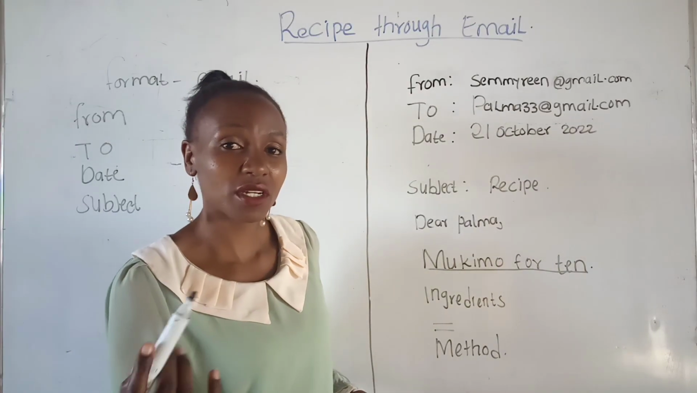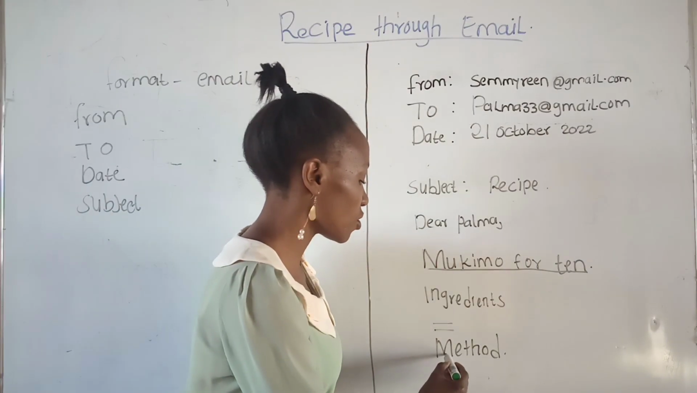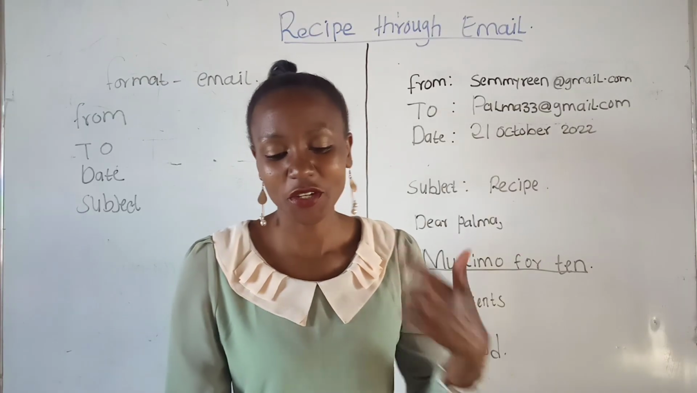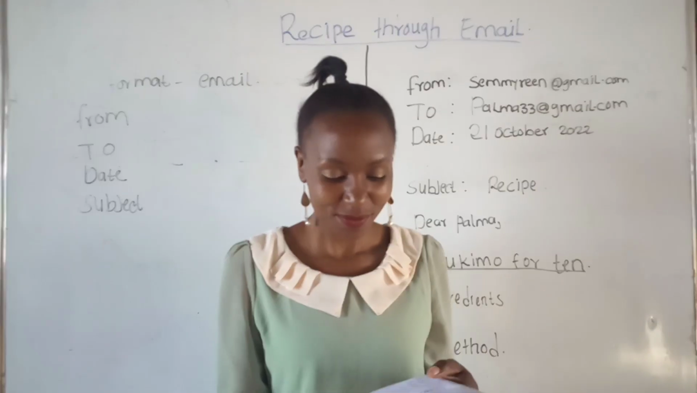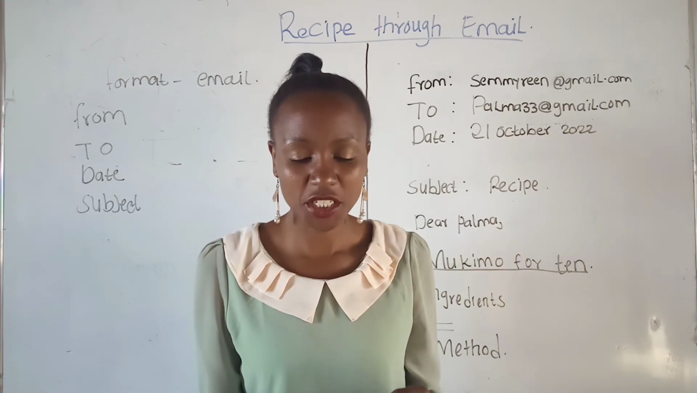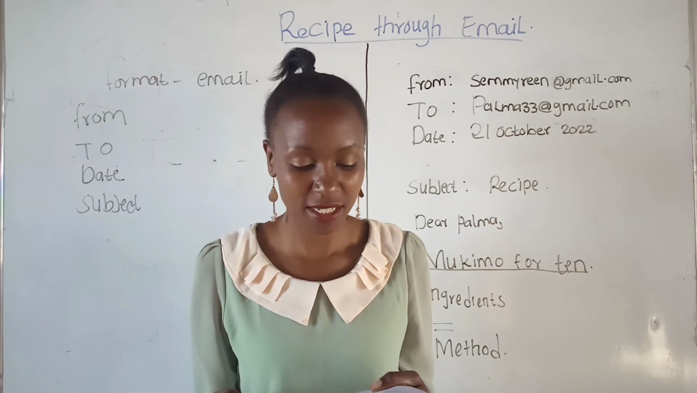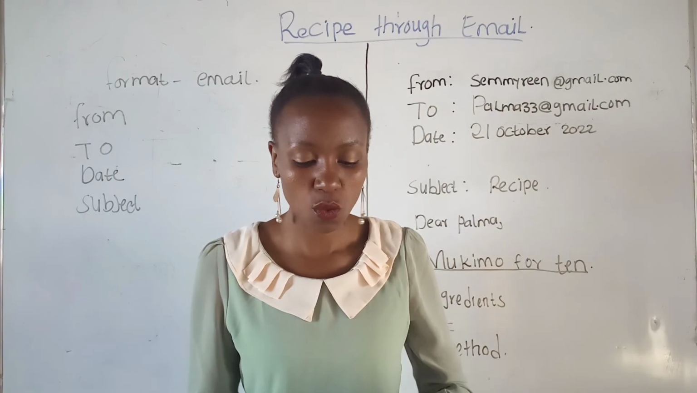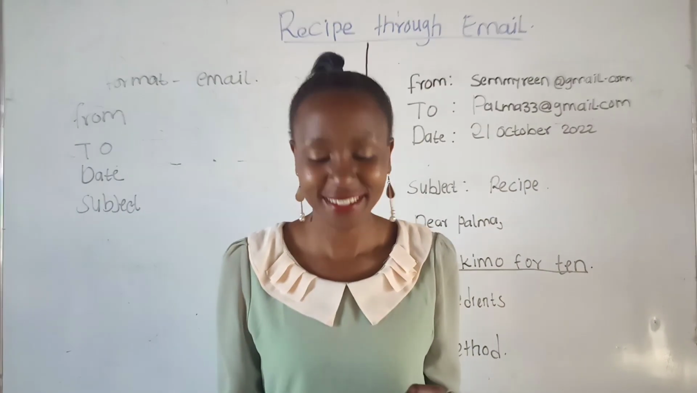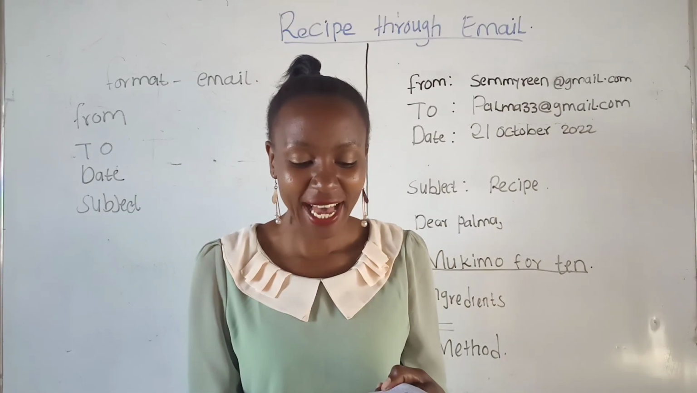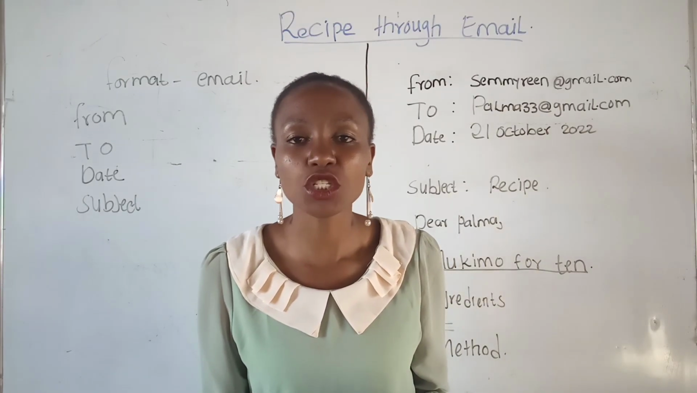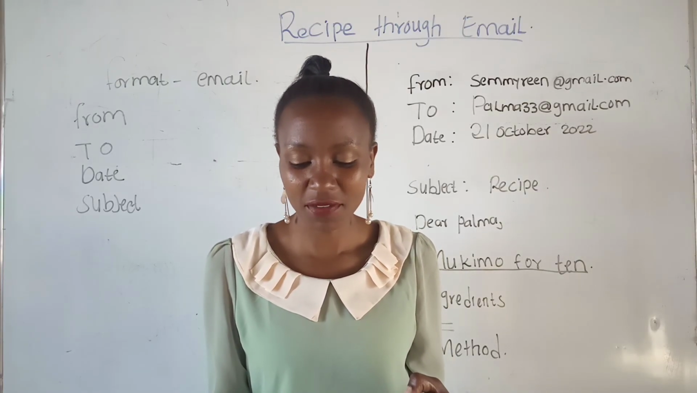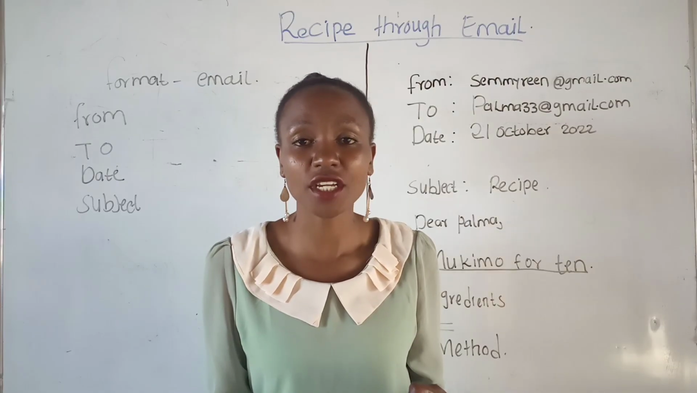After the ingredients, you have to skip one line and go to the method. Remember, when you come to the method, it's how you're going to cook. You can number your method 1, 2, 3, 4, and so on. So I'm going to read you my method. Number 1, peel the potatoes and cut them into halves. 2, put the clean peeled potatoes in a sufuria containing water and allow it to boil.